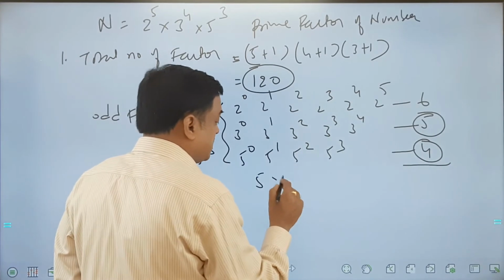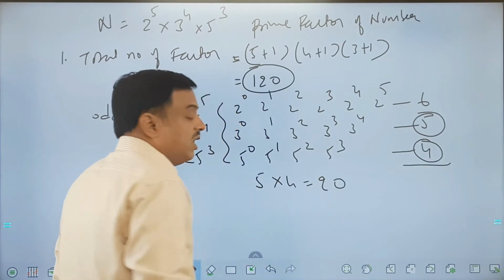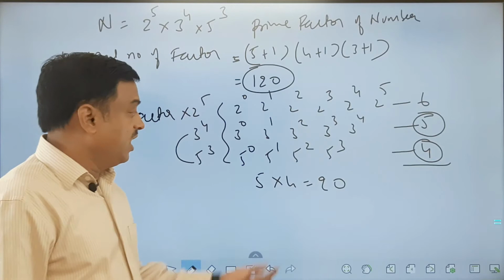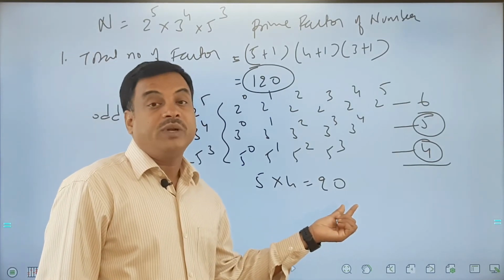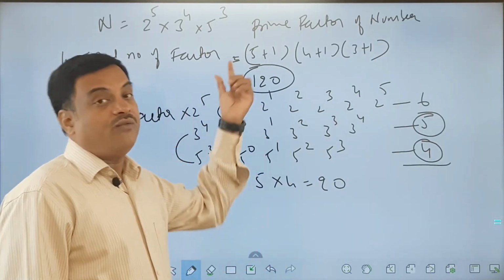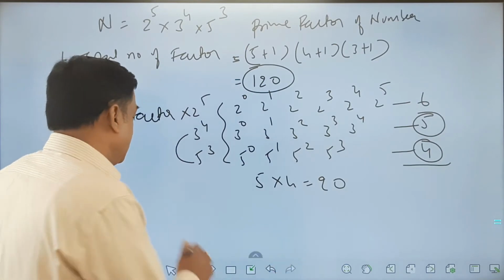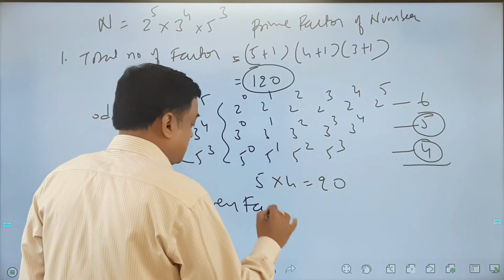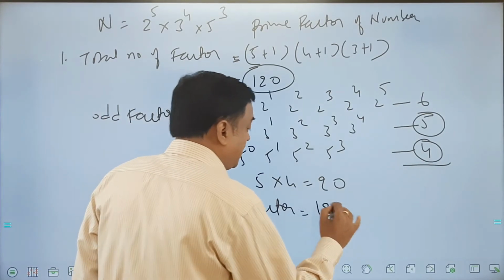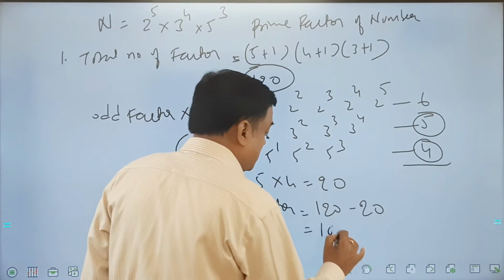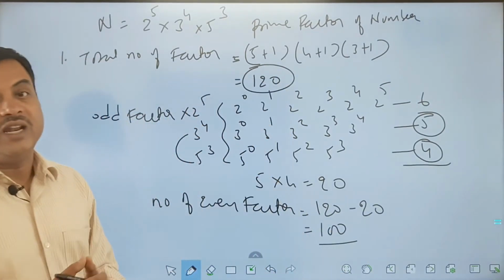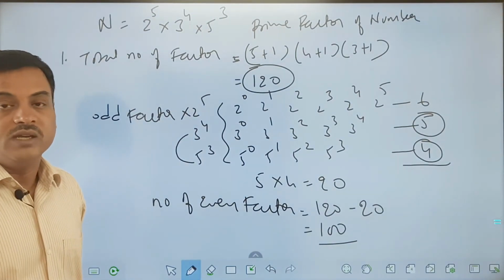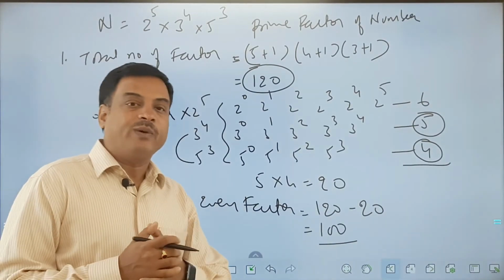So the number of odd factors is 5 into 4, which is how much? 20. So out of 120 factors we have for this number, 20 of them are odd factors. So if I subtract 20 from 120, the number of even factors would be 100. So that is how we find the number of odd factors and even factors for the given number. Now let us see the other types of questions in this.